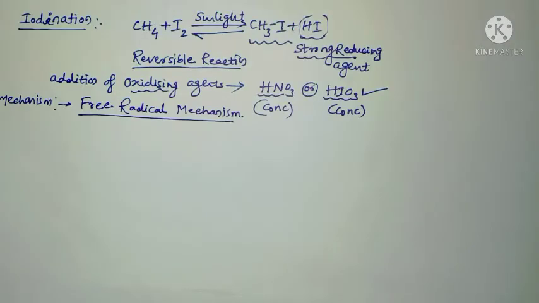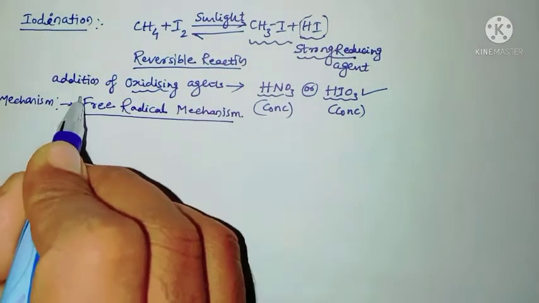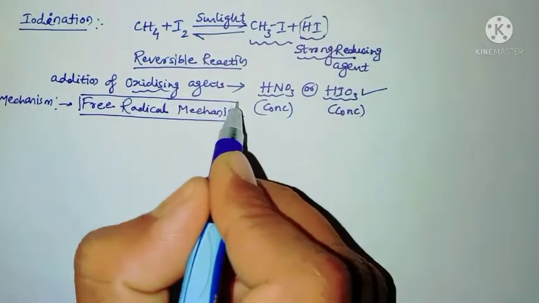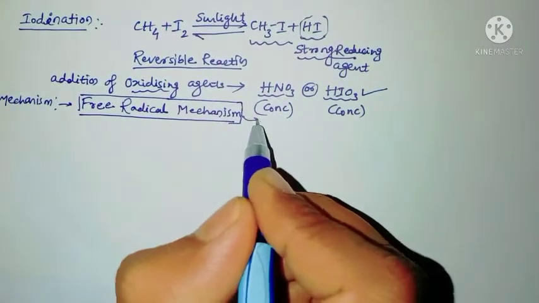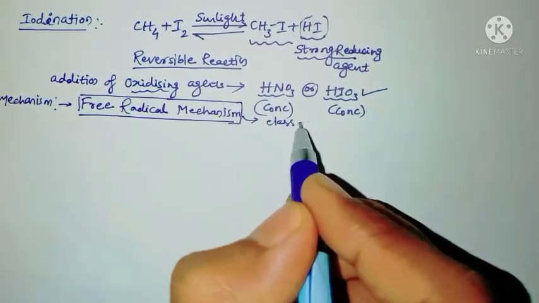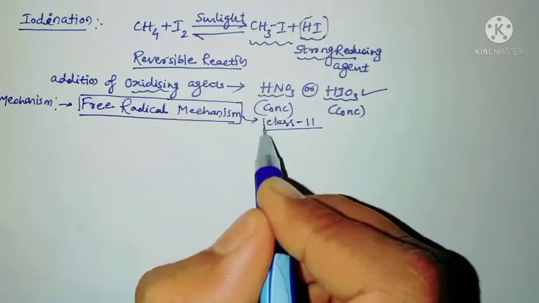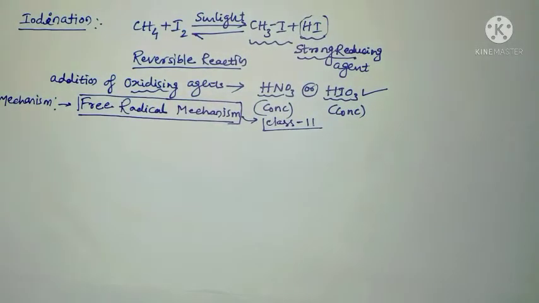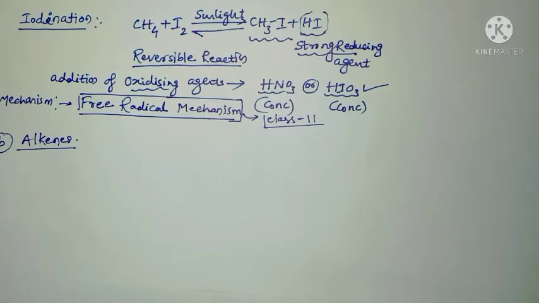One more thing you need to remember here is that the mechanism of chlorination, bromination or iodination is the free radical mechanism, which you have studied in class 11. In the class 11 hydrocarbons chapter you have studied this reaction. The same mechanism takes place here also. So this is the first method: from the alkanes we will get the haloalkanes.